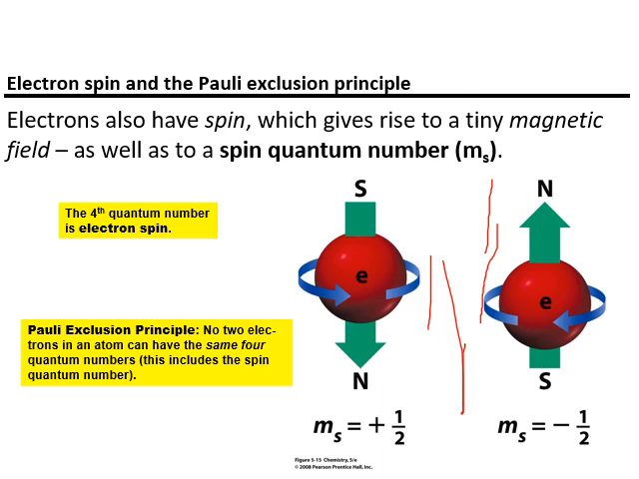Whenever it's spin up, we call it, actually this is backwards, but anyway, one of them is going to be plus 1/2, and one's going to be minus 1/2, and it doesn't really make any difference which way you do it. So the 4th number will always either be plus 1/2 or minus 1/2. Okay, and that's it for the quantum numbers.